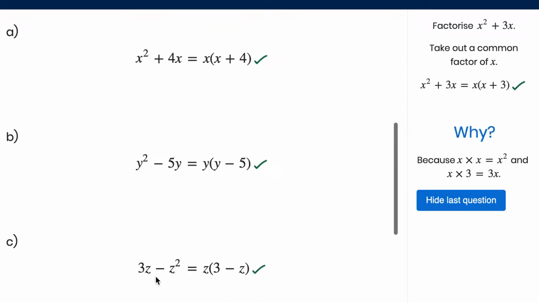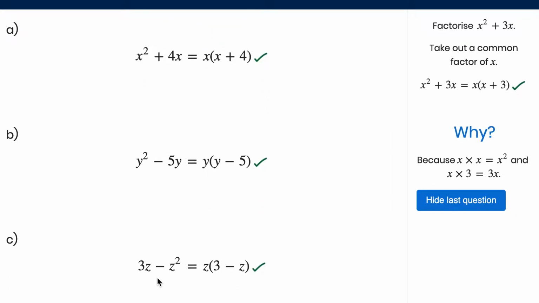Okay, for part C, we take out a common factor of z. So we have 3z minus z squared is equal to z outside the brackets, with the 3 minus z inside. And this is because z times 3 is equal to 3z, and z times minus z is equal to minus z squared.